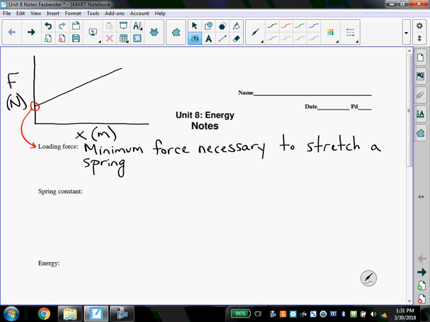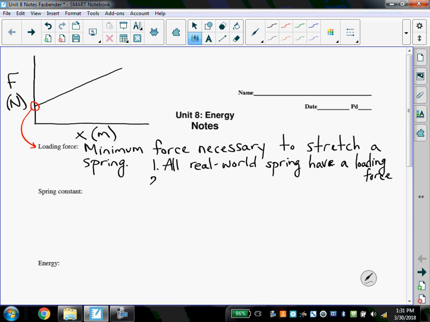Now, there are two things that you should know about loading forces. Thing number one is that all springs in the real world have a loading force. You always have to apply some kind of minimum force in a real-world spring in order to make it stretch.